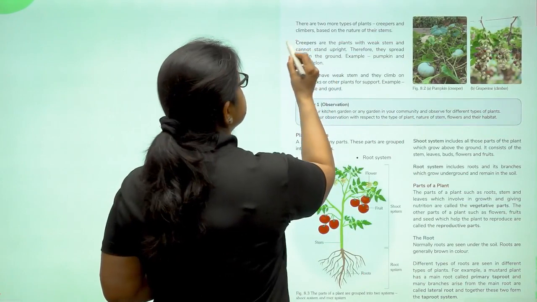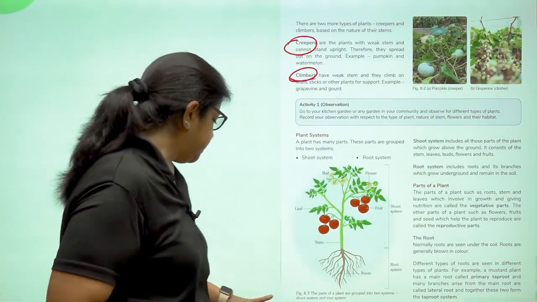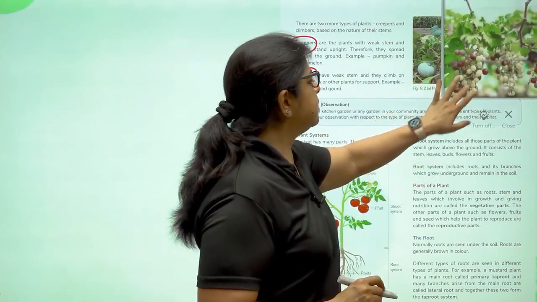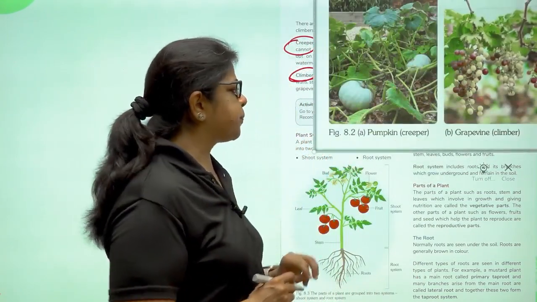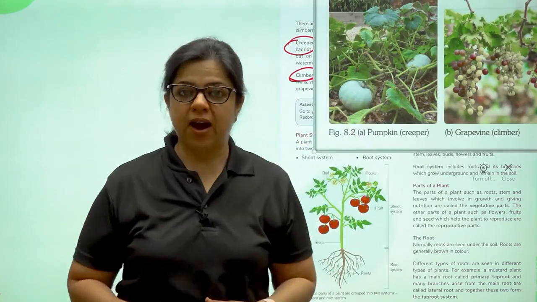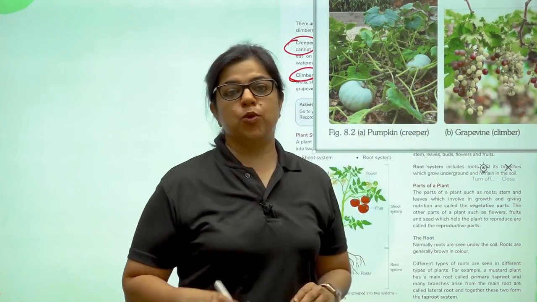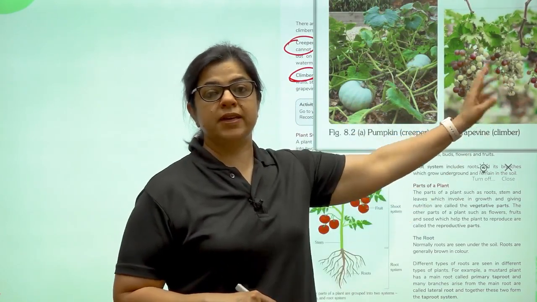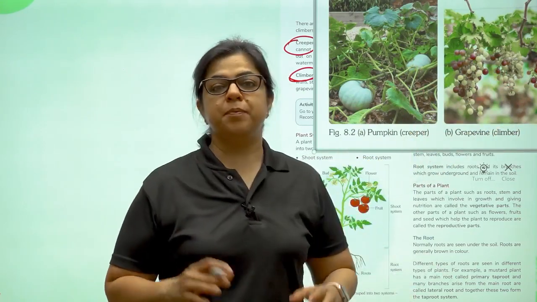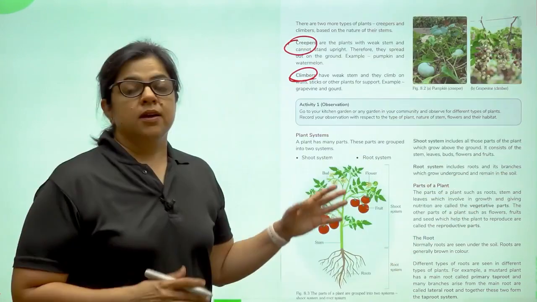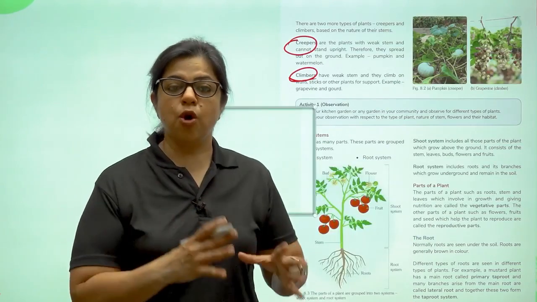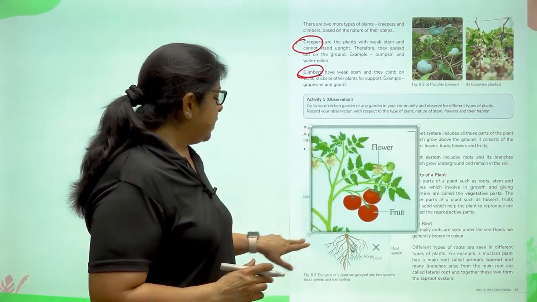Then let's talk about creepers and climbers. Both creepers and climbers have got a very, very delicate stem. But the only difference is that creepers grow along the ground and climbers need support to climb up. So here you have been given an example of a grapevine, that is a climber, and a pumpkin plant, that is a creeper.